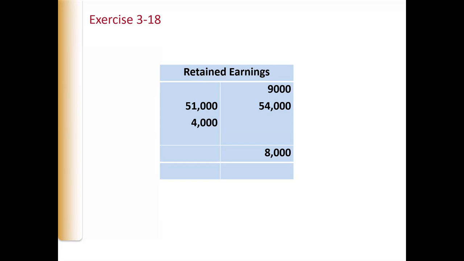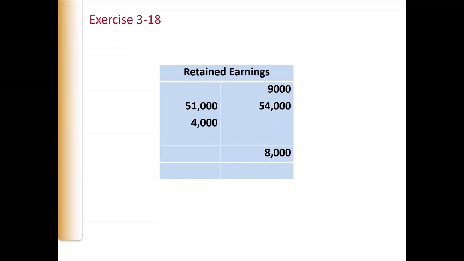Okay, so remember, if you look at the statement of stockholders' equity, we add our revenues into our retained earnings. They increase our retained earnings. We take our expenses and we reduce our retained earnings by our expenses because they take away from retained earnings along with dividends. So our retained earnings at the end of the period, we start with the beginning balance, we add our net income, and we subtract our dividends to come up with an ending balance in retained earnings. Basically, that's what we're doing here.